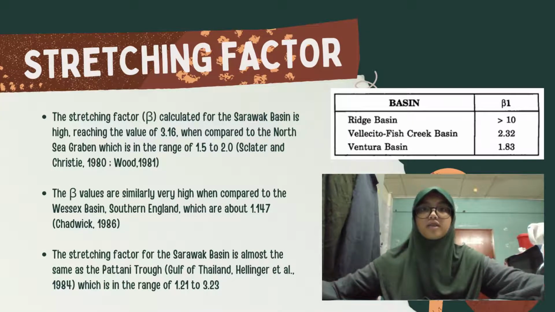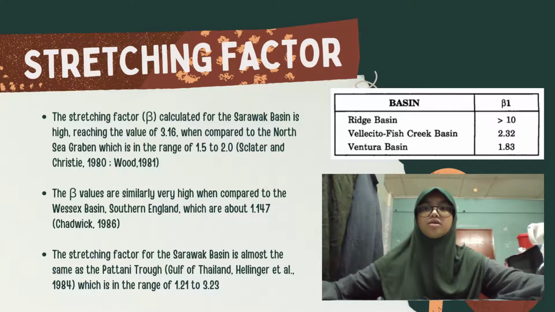Now, in terms of stretching factor, the stretching factor calculated for Sarawak Basin is high, with a value of 3.16, compared to the North Sea Dragon, which is 1.5 to 2.0, and Wessex Basin, Southern England, which is considered very high. And these 2 basins being compared are actually rift type basins, with Wessex Basin being a strike slip type. So the closest stretching factor Sarawak Basin has is to the Pattani Strait, which is in the Gulf of Thailand, ranging from 1.21 to 3.23.